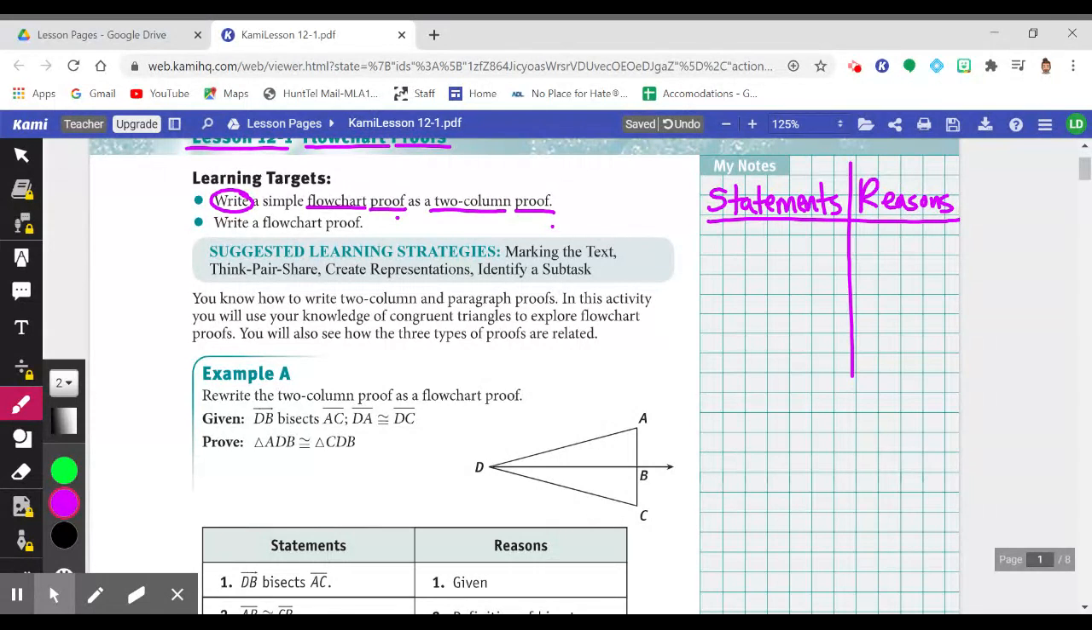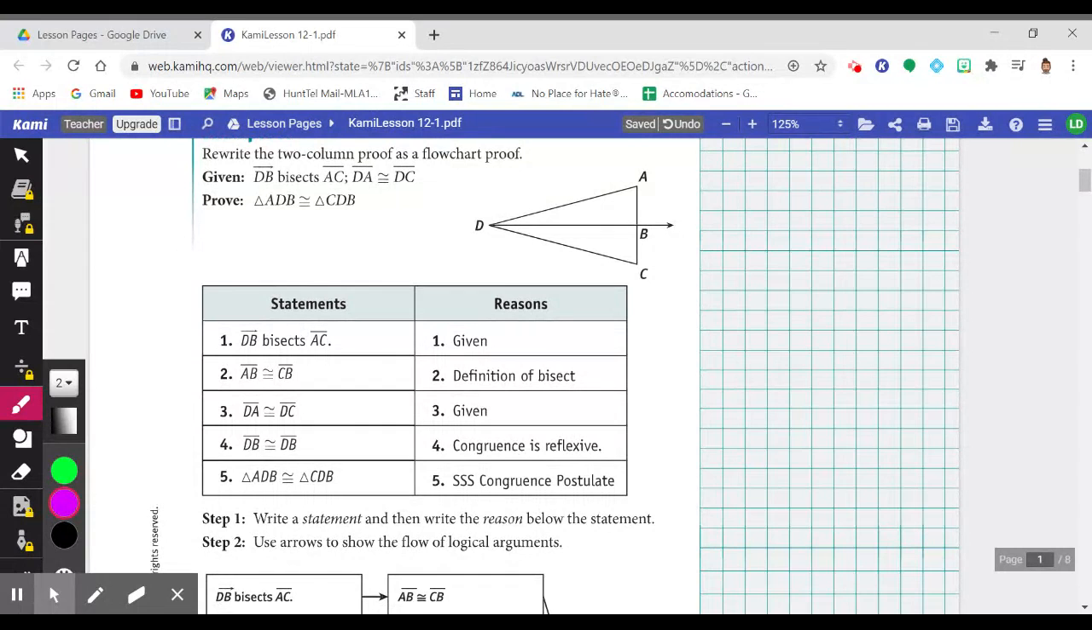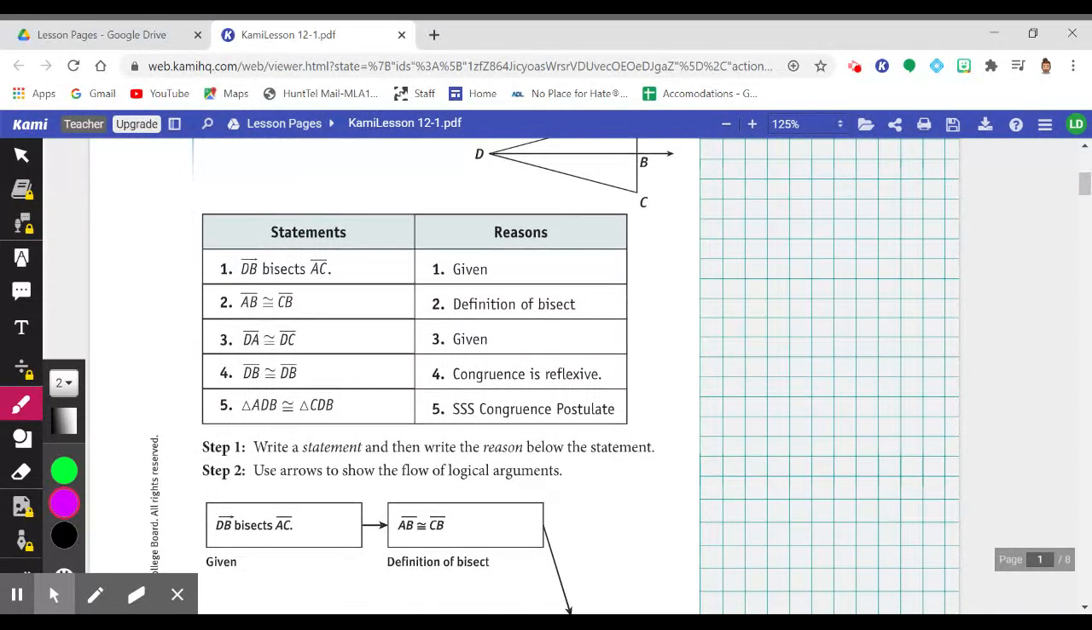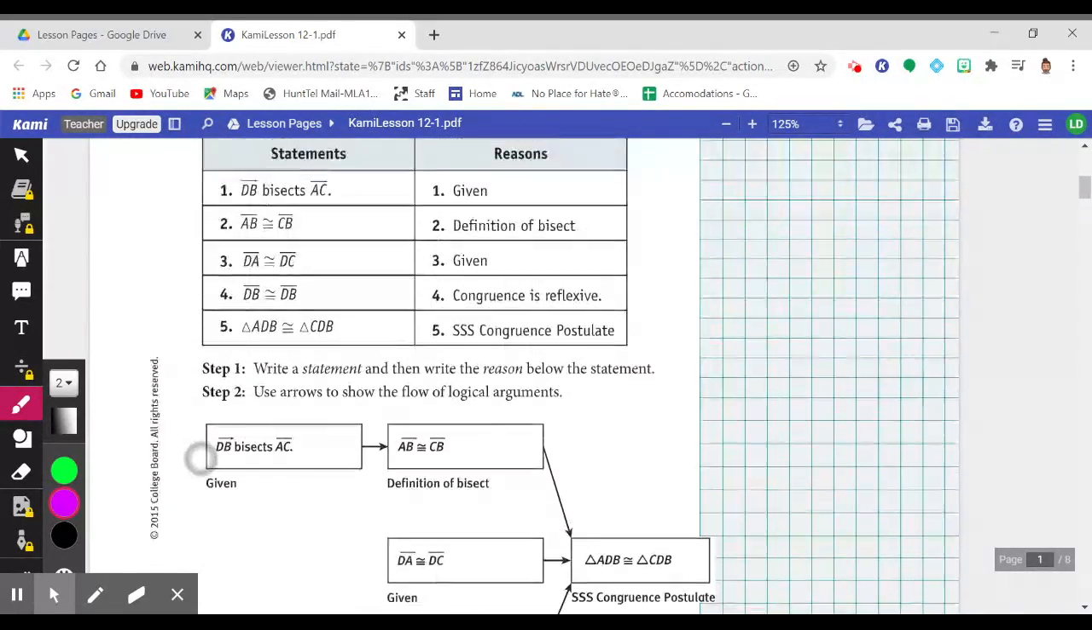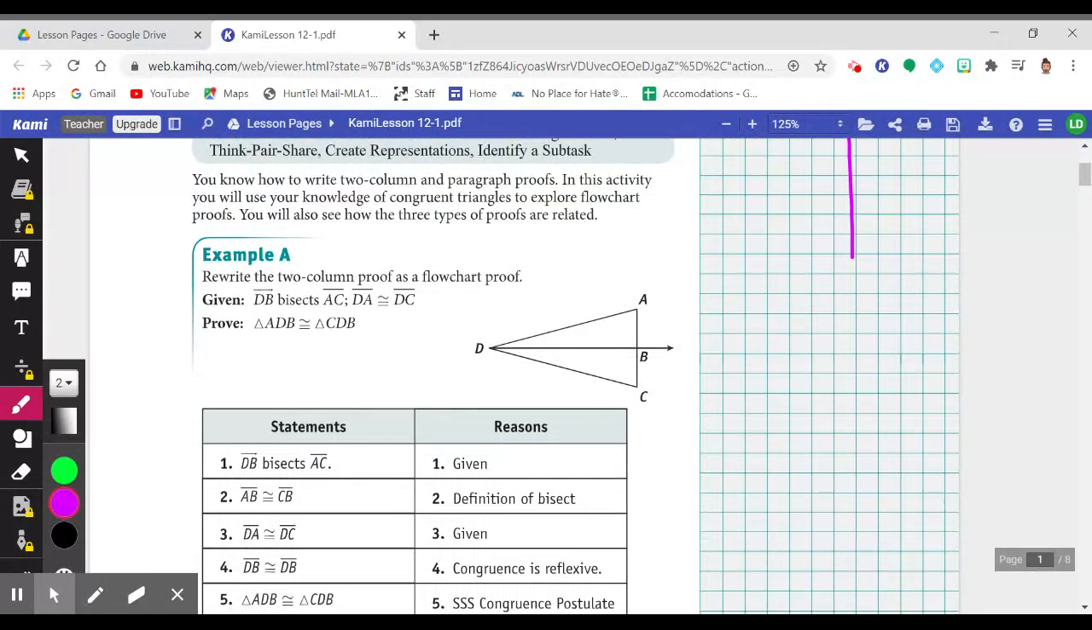And then once we do that, we are going to write a flowchart proof. Now, I'll be honest, I love the flowchart proofs because it's a more visual understanding and you see how things connect. You'll see that even on example A. So take a moment, pause the video, read through this page, and start to analyze how these two proofs are similar. Obviously they're the same information, but how can we take what looks like a two-column proof and write it as a flowchart proof? Pause the video before continuing on.